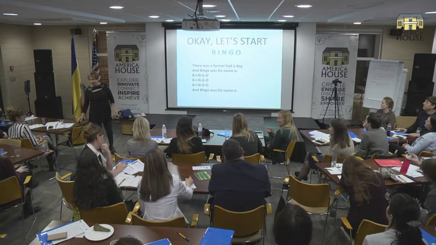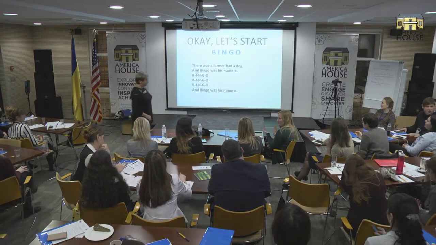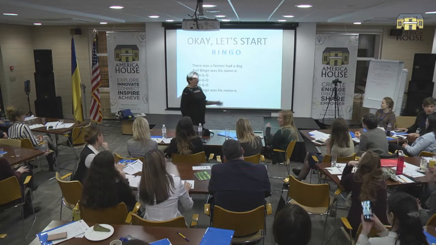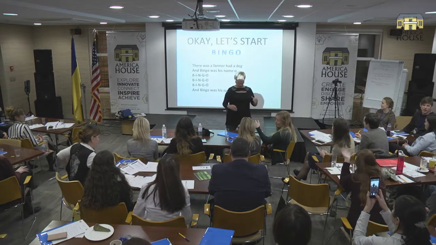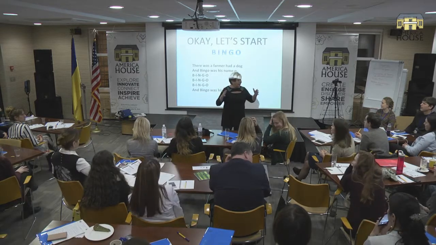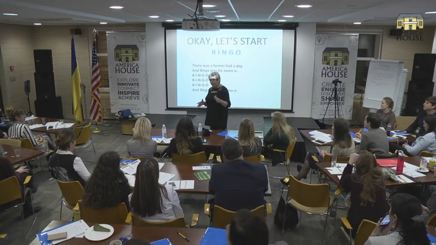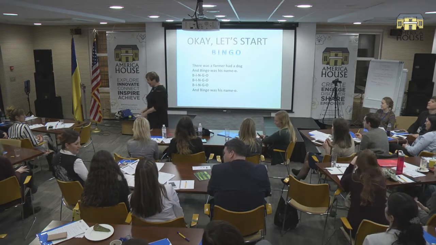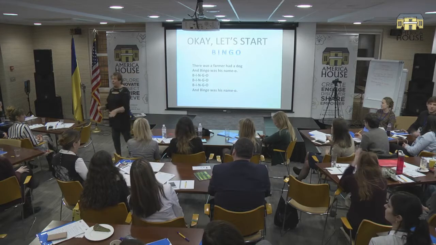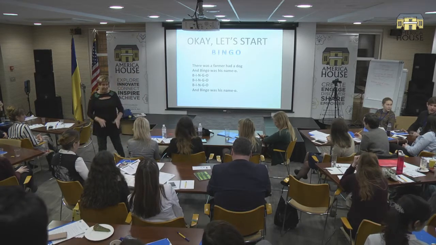You know this song? Yes. All right. Please, let's all do it together. When we first sing it, we just say B-I-N-G-O. The second time around, we don't say the B. We clap. Okay? The third time around, we don't say the B-I. We clap. Let's do it.